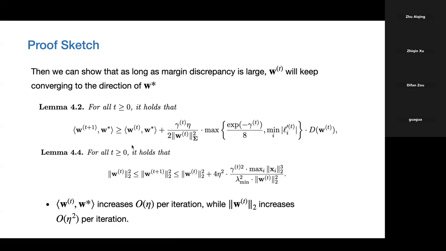So by combining this, we can show that the direction of WT will always be closer to W star after many iterations. This gives our final convergence rate in terms of the loss function and the direction. This is just the first part of my talk. So far, any questions?